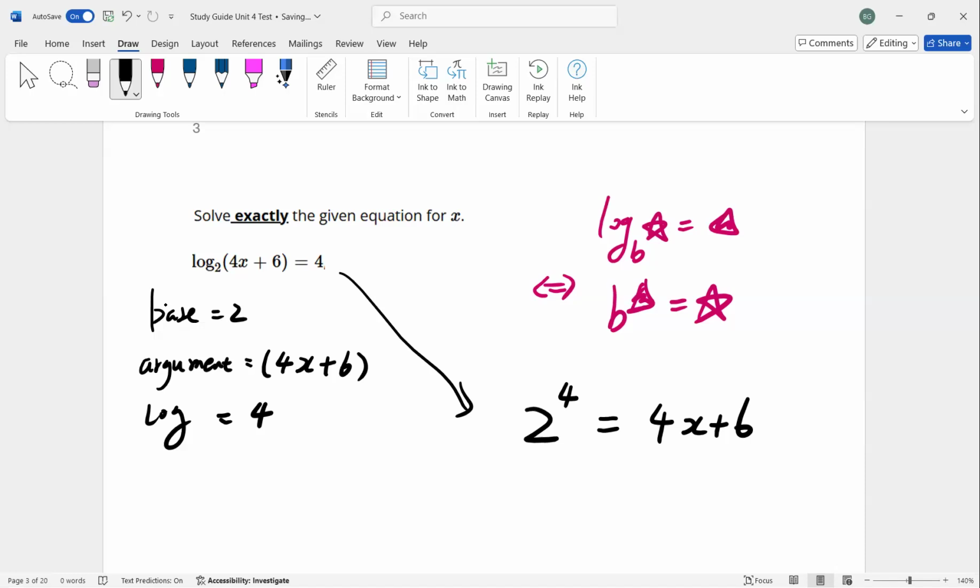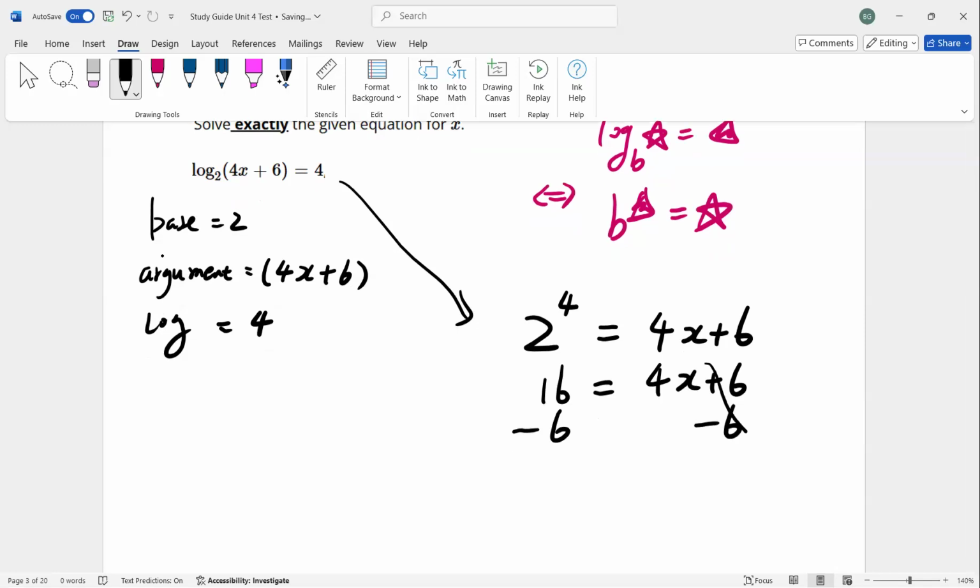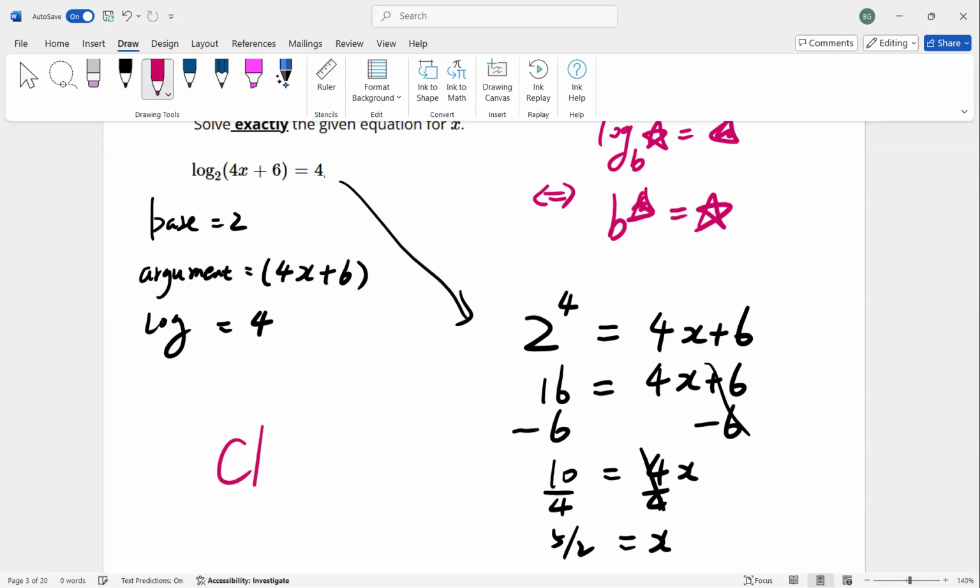Solve for x. 2 to the power of 4 is 16, equals 4x plus 6. Solve this equation. Minus 6, minus 6. Cancel. 16 minus 6, 10, equals 4x. Divide by 4, divide by 4. Cancel. X equals 2.5 or 5 over 2, right? And do not forget to double check.